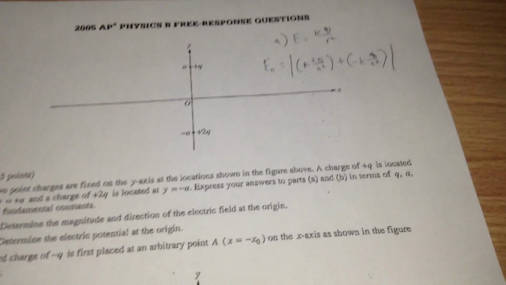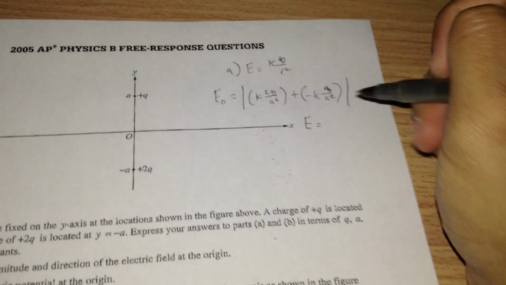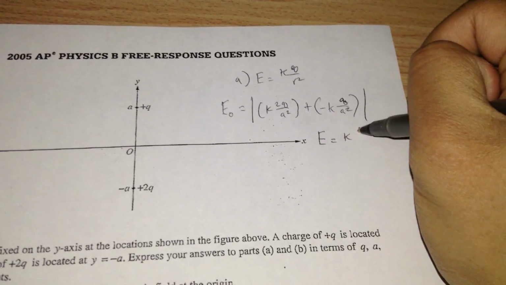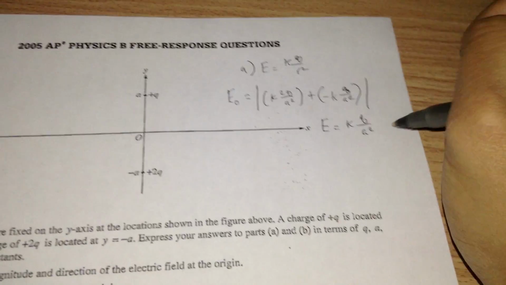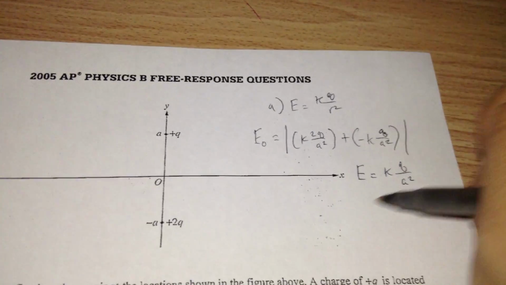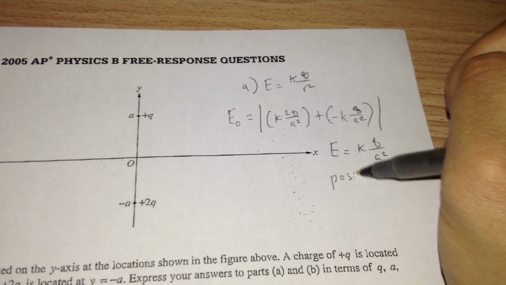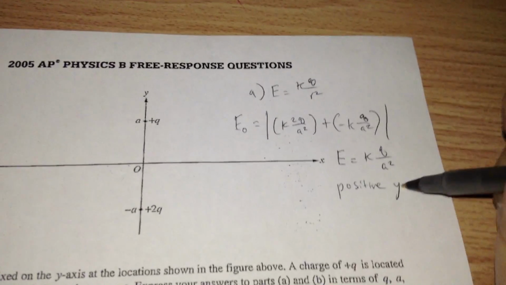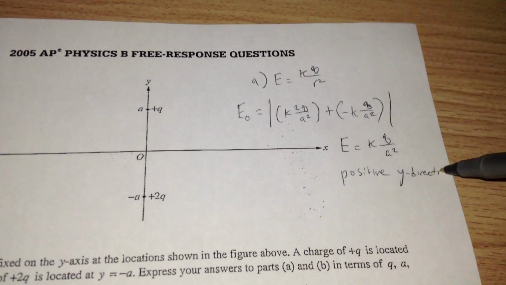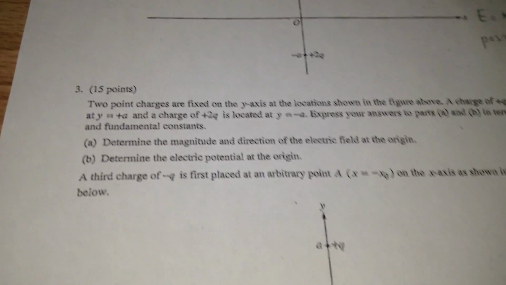As a result, you get E equals kq over a squared, and it will go in the positive y direction because that q is positive. So positive y direction. So that's part A.